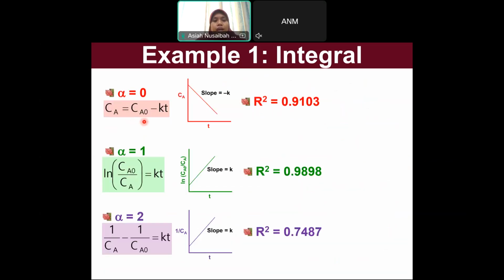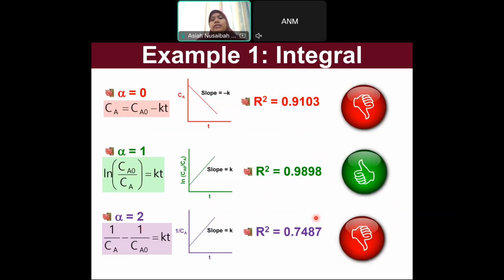Now we compare the three. We can see that alpha equals 0 gives 0.91, alpha equals 1 gives 0.98, and alpha equals 2 gives 0.74. The correct one would be alpha equals 1. So the reaction is actually first order.